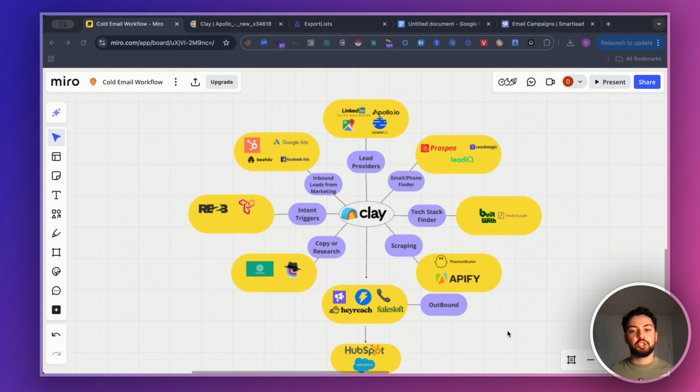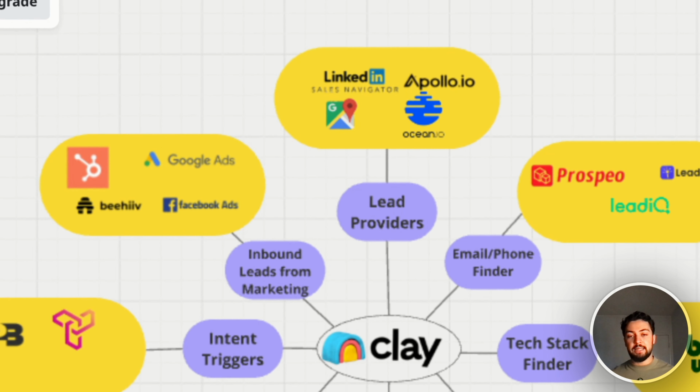So as you'll see from this chart, you can pull in leads from multiple different places. You've got Apollo.com, obviously, which natively connects to Clay. You have Ocean.io, where you can find lookalikes of your best customers. You have LinkedIn Sales Navigator. You have Google Maps to find local businesses. So now you're pulling in leads, right?